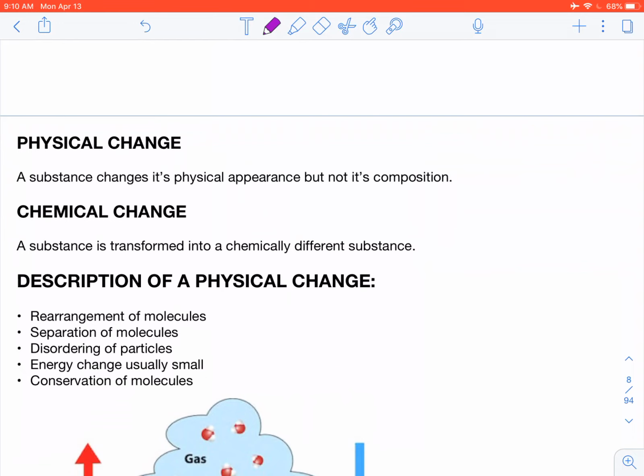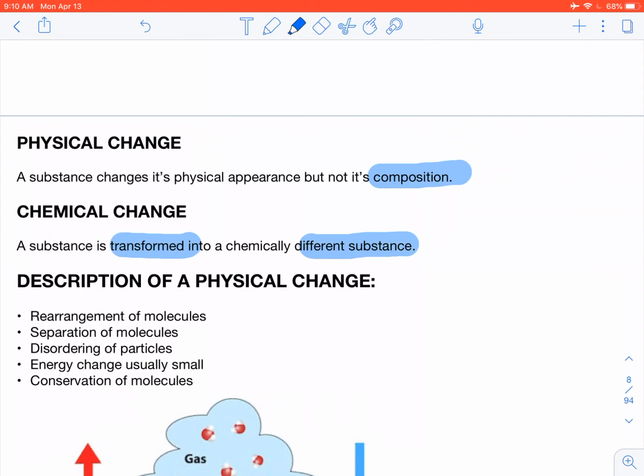Right, now let's look at physical change. A substance changes its physical appearance but not its composition. Okay? Appearance but not its composition. That's how we're looking at it. And then a chemical change is that the substance is transformed chemically into a different substance. So if it's a different substance, that means it has different properties.